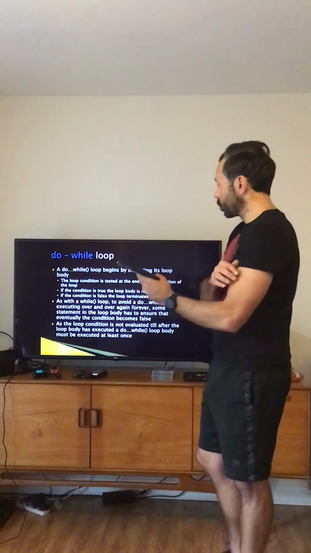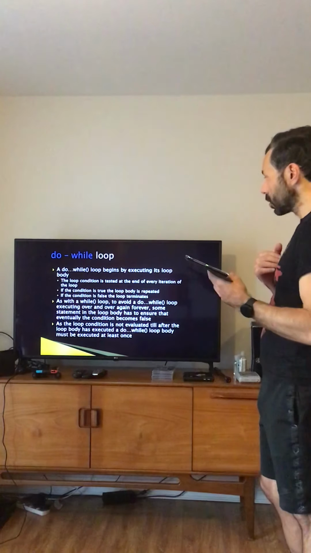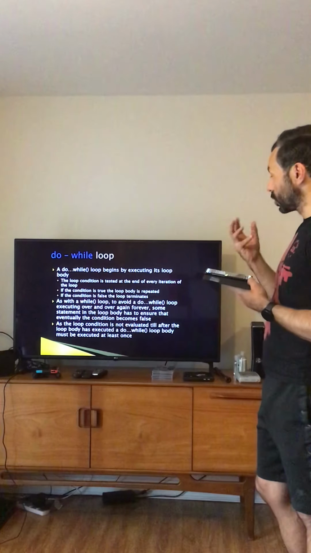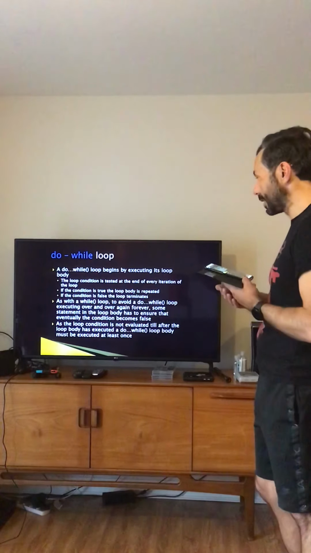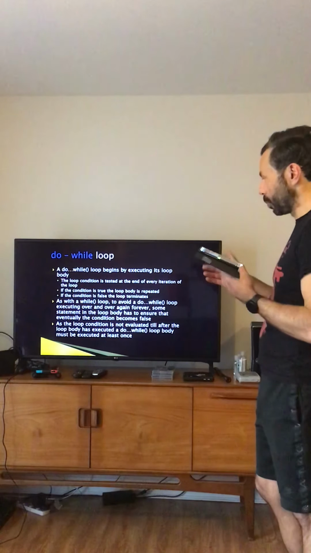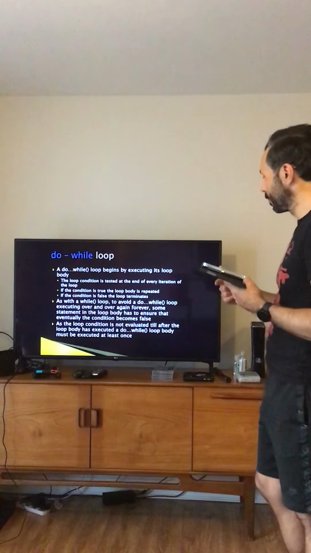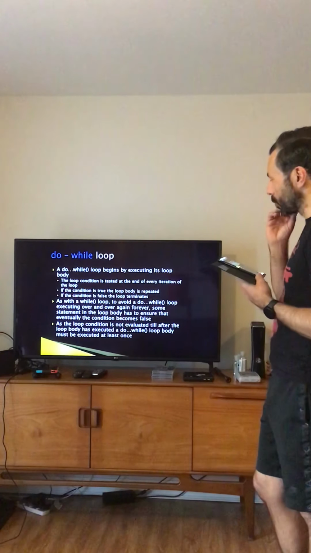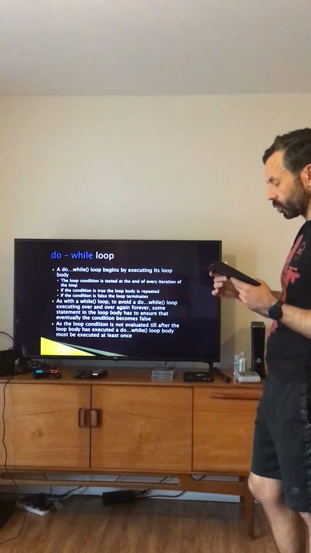So a do while loop begins by executing its loop body. The loop condition is tested at the end, and if the condition is true, the loop body is repeated, and if it's false, then the loop terminates. As with a while loop, to avoid a do while loop executing over and over again forever, some statement in that loop body has to ensure that eventually the condition becomes false. And as the loop condition is not evaluated till the end, it's always executed once, so do remember that.